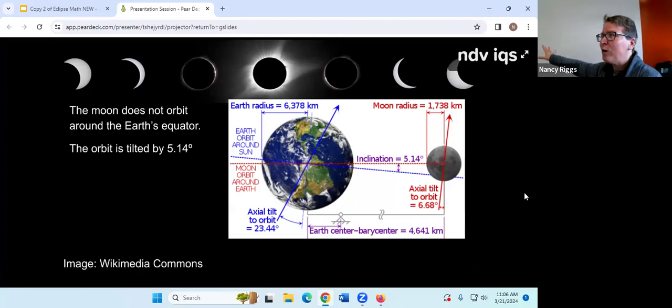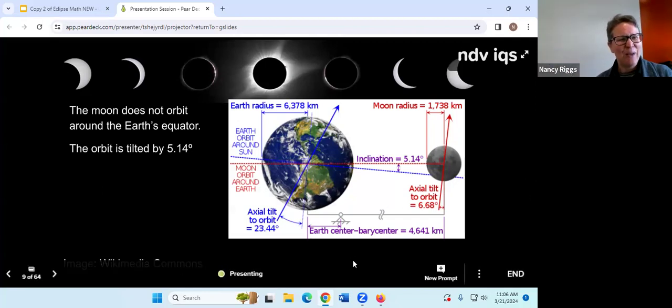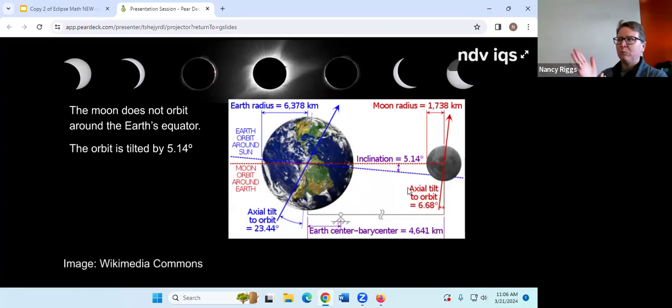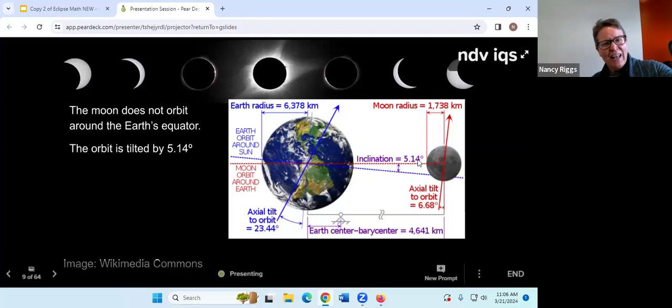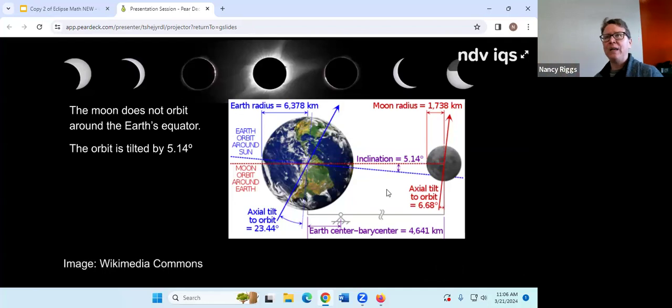So there's a whole lot going on in this diagram. We've got this dotted blue line. That's basically, it's not actually the equator. It's perpendicular to how we are rotating. And then we've got this little line here, this red line, that inclination, 5.14%. Basically, the moon is not rotating perfectly perpendicular to us. It's got that little bit of an angle going on.